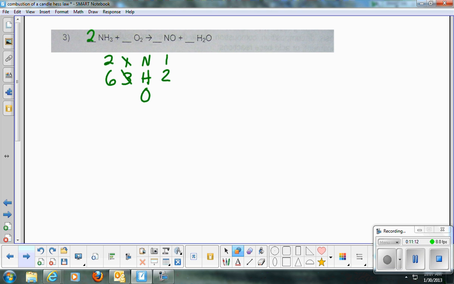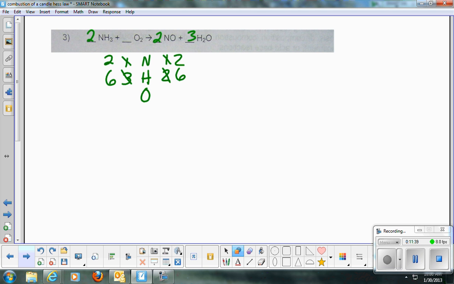Hydrogen, I need to times by what on the right? 3. Did it affect the nitrogen? No, it didn't affect the nitrogen on the right-hand side because there's nothing in front of the nitrogen there. Okay, so I now need to go back and fix my nitrogen because on the left there's 2, on the right there's still only 1, so I put a 2 right here. Okay, now my nitrogens and my hydrogens are okay. Everybody all right with that?